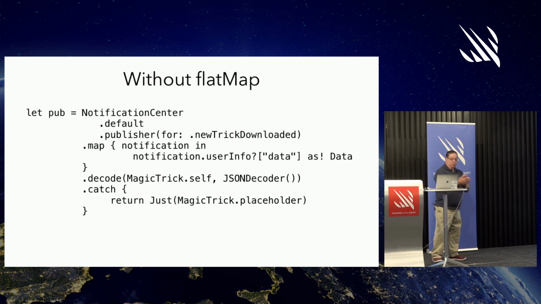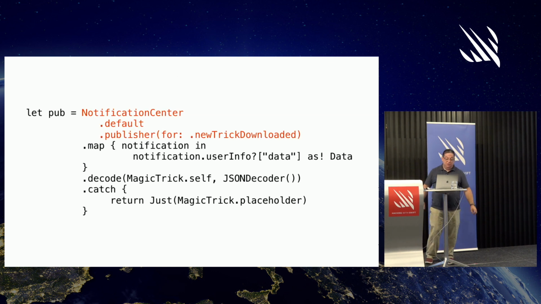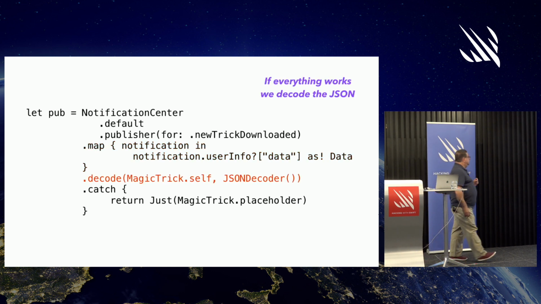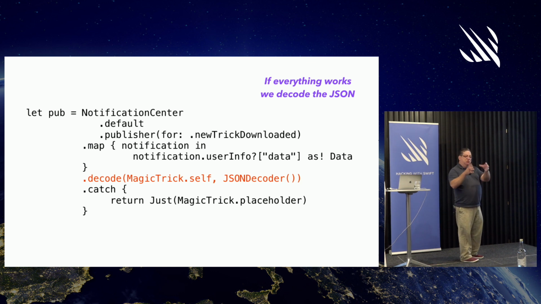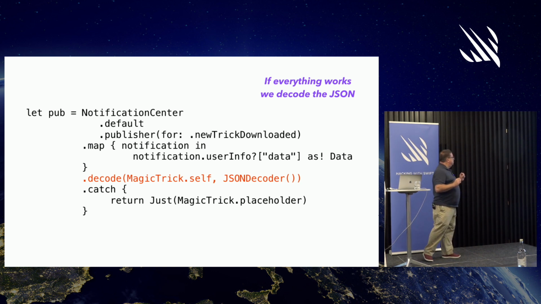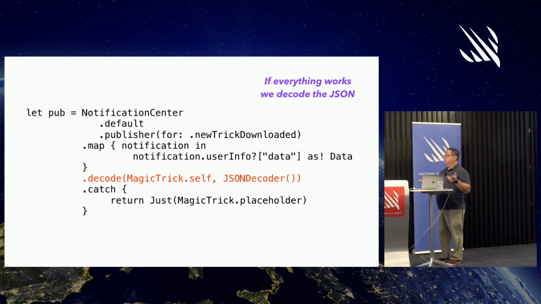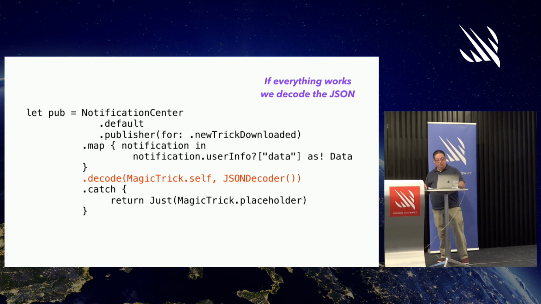So, without flatMap, here's what's going on. My notification center is sending out these notifications saying, hey, there's a new trick for you, here's a new trick. Map says, okay, I can take that thing and I can release it as data, and you try to decode it. And you say, I've gotten data, I've got my JSON decoder, I've got a magic trick type somewhere, and the JSON decoder is going to take that JSON into the magic trick type. And if it works, I'm delighted. But something could go wrong. And so I have to catch. I have to look for an error.